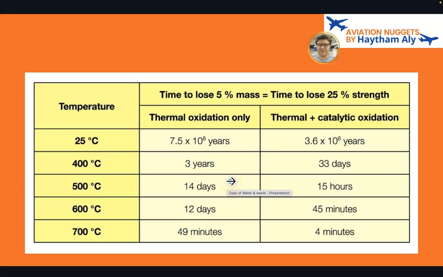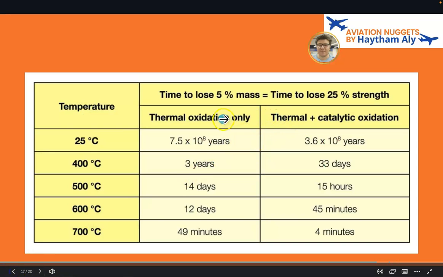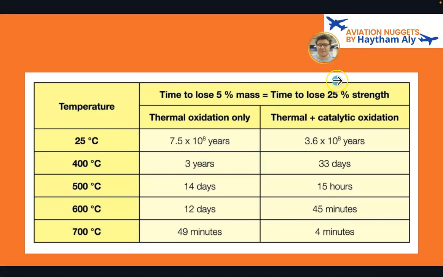Okay, everybody. This table is very good, it shows you how the mass is reduced and the strength is heavily reduced due to thermal oxidation and thermal plus catalytic oxidation. So for example, if the brake temperature is 600 degrees, the brake unit needs almost 12 days to lose 5% of mass or 25% of strength, if it suffers only from thermal oxidation. This 12 days is heavily reduced to just 45 minutes. You see the acceleration, very high acceleration. 12 days reduced to only 45 minutes if the brake unit suffers from thermal and catalytic oxidation.